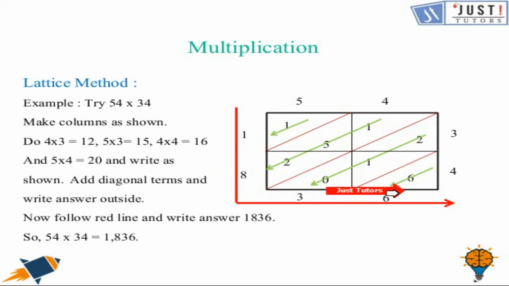Now, coming in this direction, you can start adding. 6, 2 add 1 add 0 is 3, 1 add 5 add 2 is 8, and 1. So after adding diagonally, the answer you'll get is 1836. I hope the lattice method is clear for you.